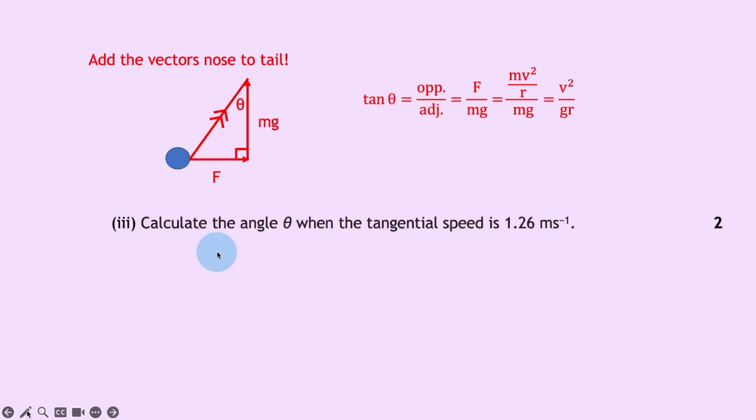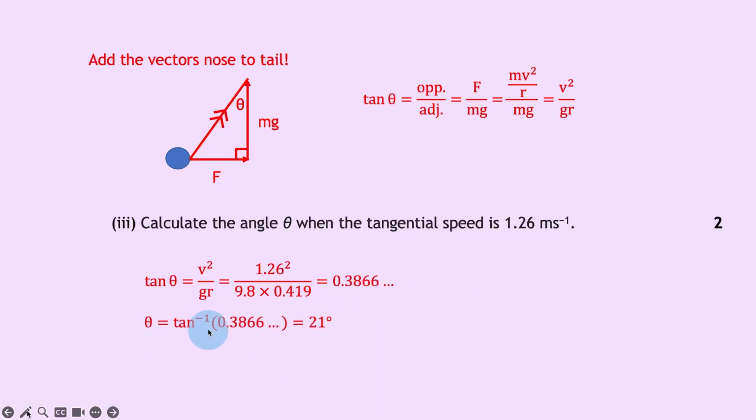B part 3 then says calculate the angle theta when the tangential speed is 1.26 metres per second, and there's 2 marks available here. Well, we just need to take the equation from the previous question and sub the numbers in. So we have tan theta equals v squared over gr is equal to 1.26 squared for the linear speed divided by 9.8 for the gravitational field strength on Earth times 0.419, which was the radius given in the question. And if you put that into your calculator, you should get 0.3866 and so on, but make sure you don't round your answer yet. To get theta, just take inverse tan or shift tan of that answer in your calculator, and you should get an answer of 21 degrees.